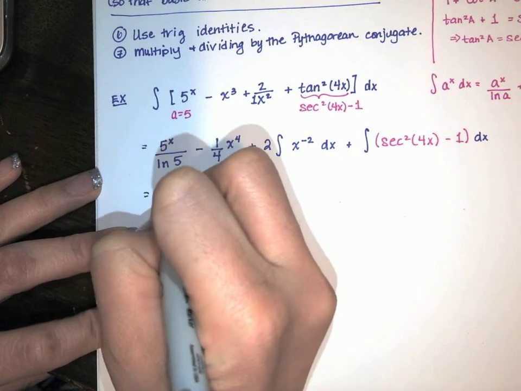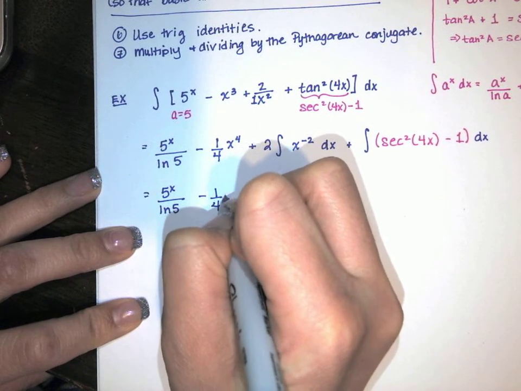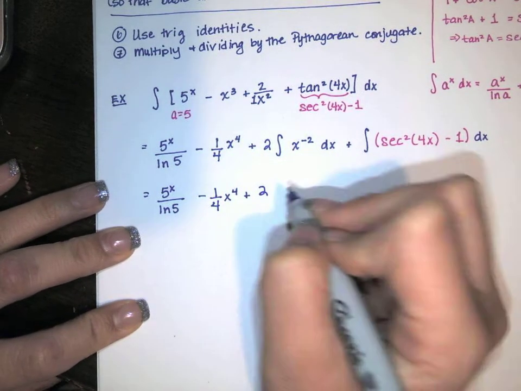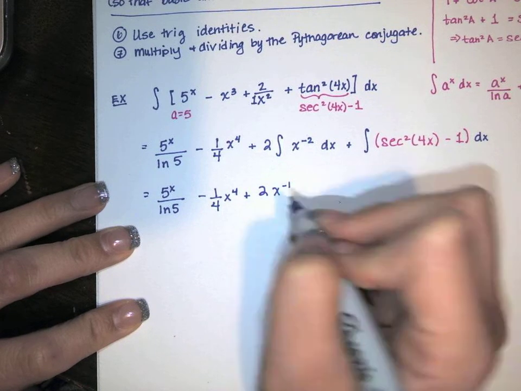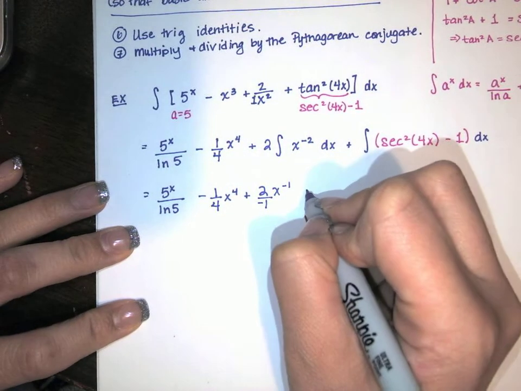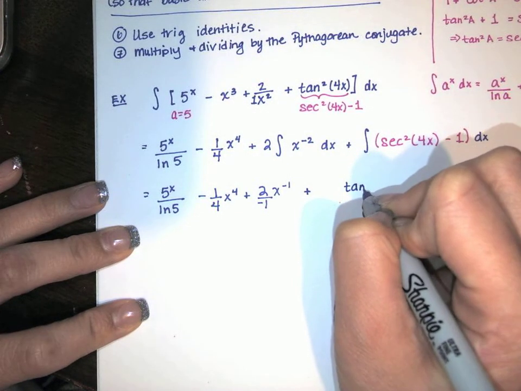All right. So I'm going to bring this term down. I've already done this one. And then this one I'm using the power rule. So I add 1 to the exponent. Negative 2 plus 1 is negative 1. And then I divide by the new exponent. Now the antiderivative of secant squared is tangent.